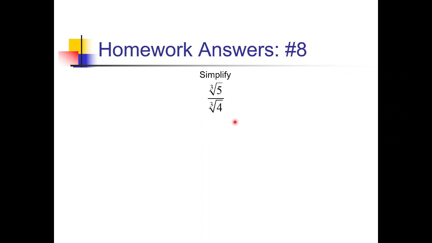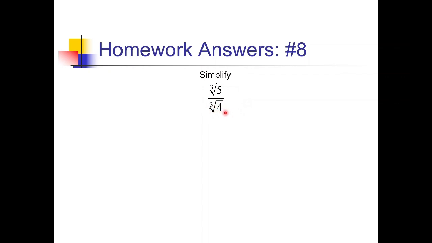For this problem, the reason this is not considered simplified is I have a radical in the denominator. One thing I could try is maybe merging the 5 and the 4 together and taking the cube root, but that's actually not going to do anything useful. So I'm going to have to instead rationalize this denominator by multiplying the top and bottom by something that will make this a perfect cube down here.